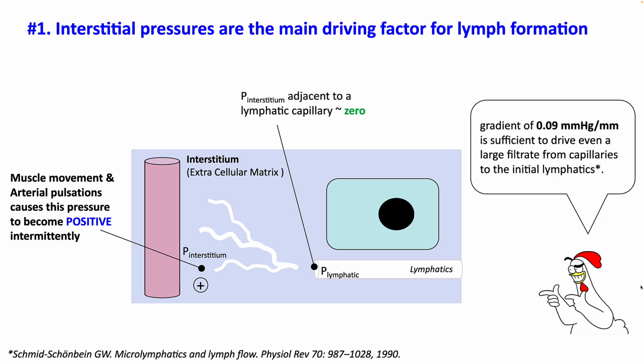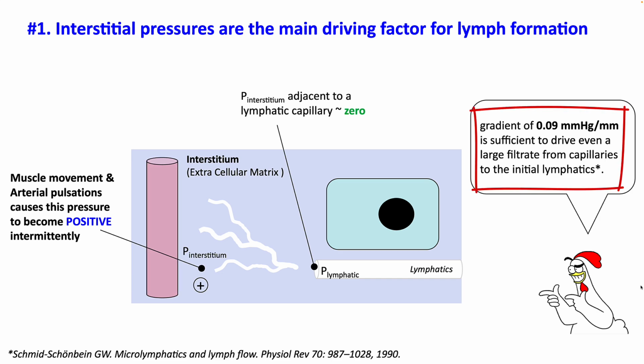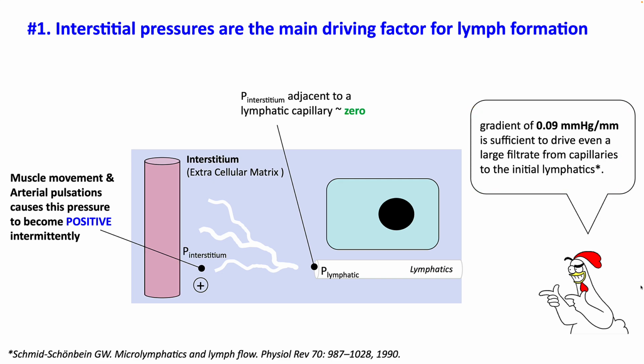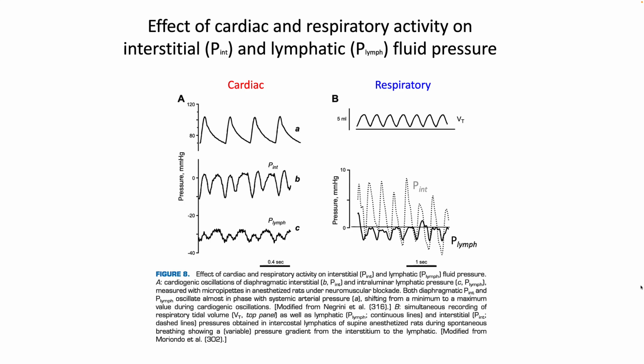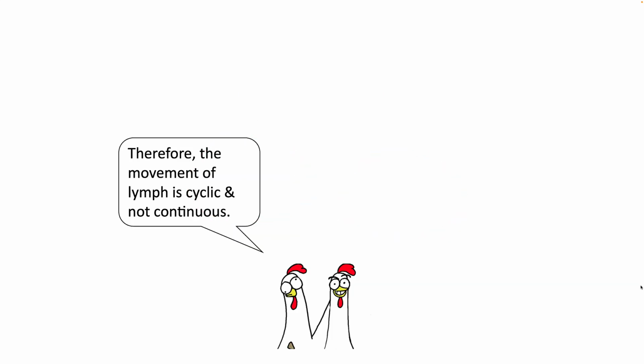The pressure in the interstitium is not always negative. There are muscle movement and arterial pulsation, which cause intermittent positive pressure, and that results in net flow of fluid from your interstitium to the lymphatic channels. They found that pressure gradient as low as 0.09 millimeters of mercury per millimeter is sufficient to drive large amount of filtrate from capillaries to the initial lymphatics. This is a study which examined the interstitial pressure changes with cardiac and respiratory cycle, and you can see that the pressure fluctuates and it's not one constant number. Therefore, the movement of lymph is cyclic and not continuous.